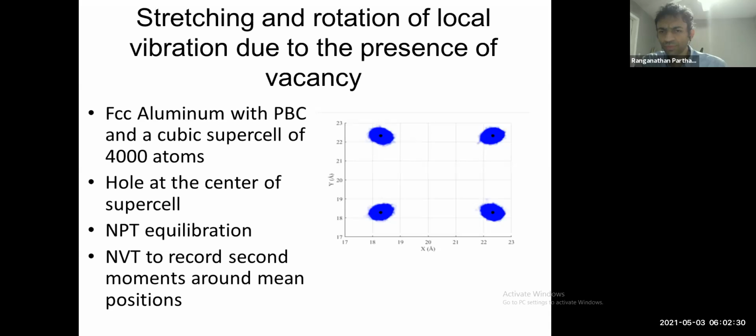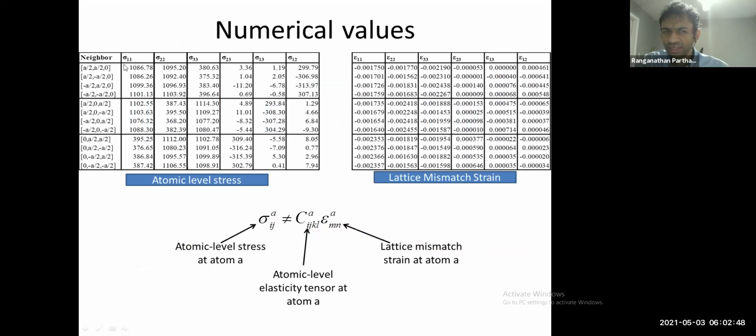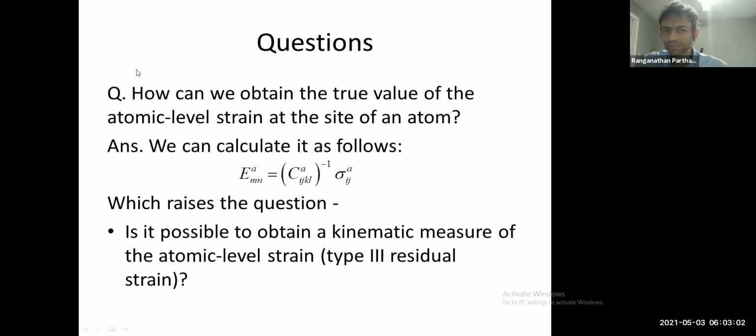So when using a molecular dynamics simulation of FCC aluminum, we are able to show that the atomic level deformation gradient purely from lattice mismatch does not have a one-to-one correspondence with the atomic level stress. Here we can see that at the neighbors where we have tensile atomic level stresses, we have compressive atomic level strains, and their magnitudes are too small to directly produce the stress observed.